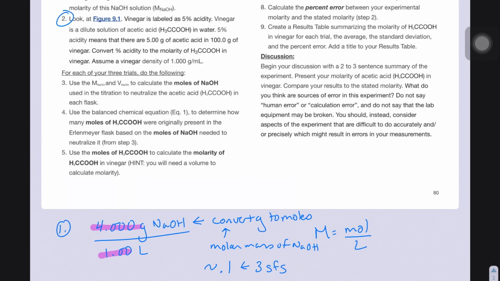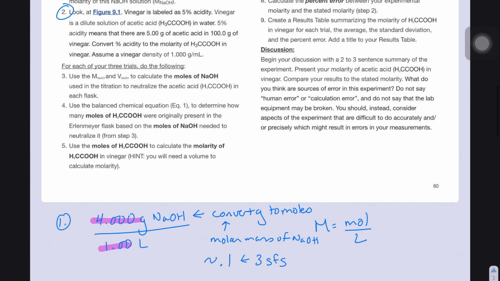Let's go on to step 2. Step 2 wants you to convert percent acidity to a concentration of acetic acid and vinegar because, in chemistry, we don't deal with percent acidity a lot. We deal with concentration.